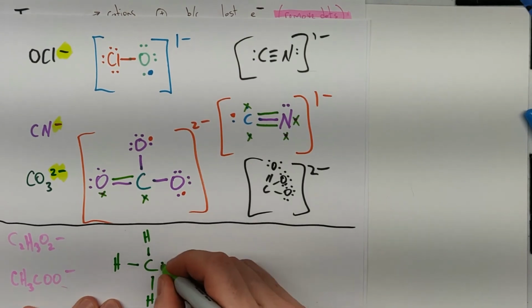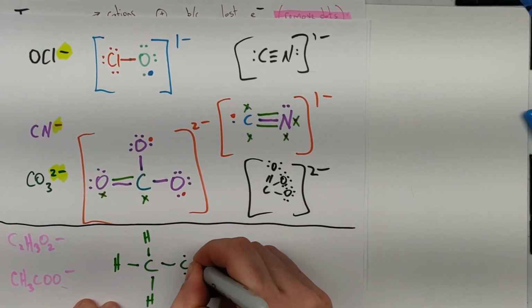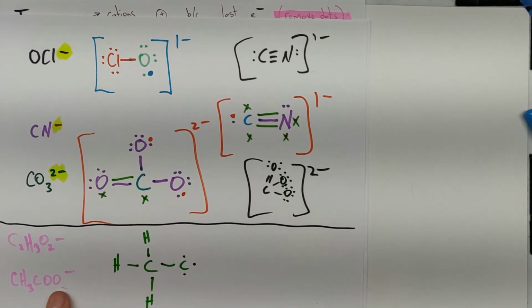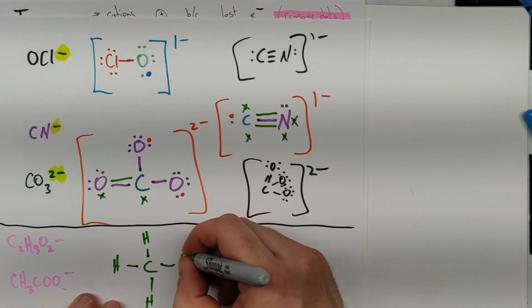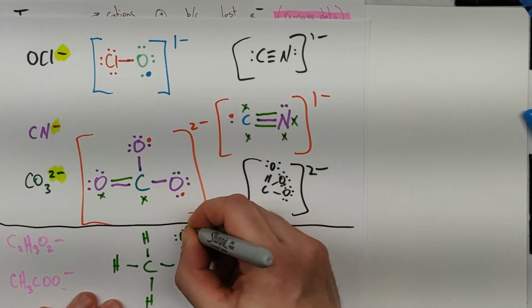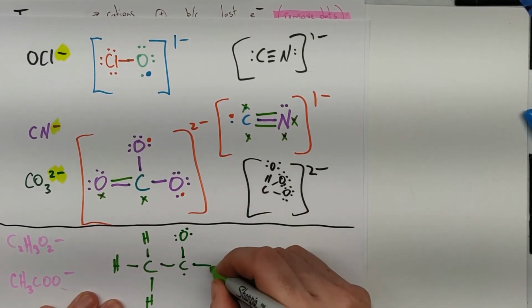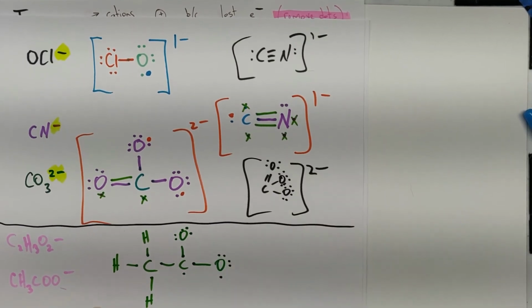It doesn't matter which side those hydrogens go on, but we do take note that we're going to have to attach another carbon, which had 4 dots, right? And now I need to attach 2 oxygens to that carbon. And so I'm going to attach an oxygen, dot, dot, dot, dot, dot, right? And another oxygen, dot, dot, dot, dot, dot. So I've used up all of those pieces.